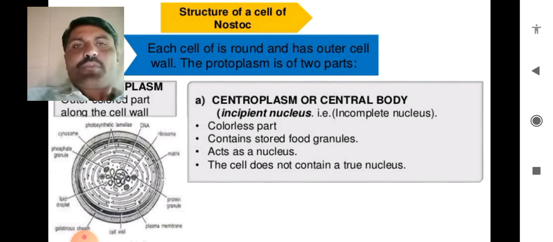Then the ribosomes, working for protein synthesis, and the lamellae, that is photosynthetic lamellae, and some phosphate granules are also present.